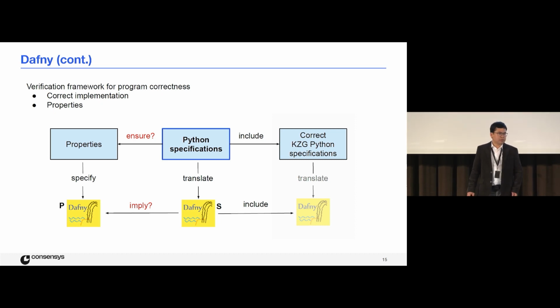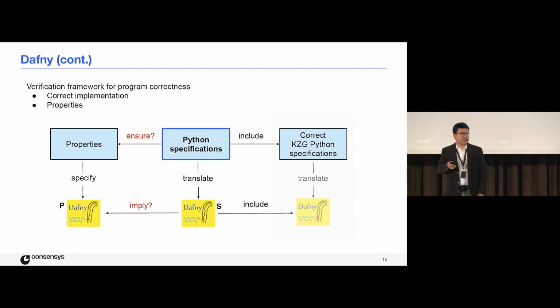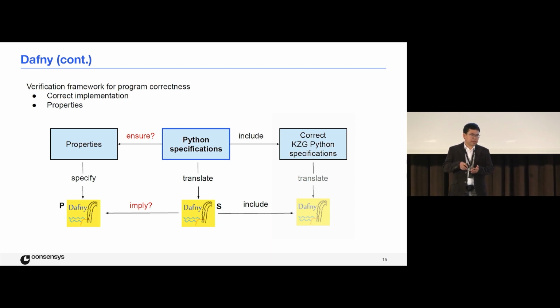Okay, now the next step is to reason about the properties of the Python specifications. So again, we encode the properties in Dafny, and then we translate the whole Python specification into Dafny. And we show that the Dafny specification implies the Dafny property P.